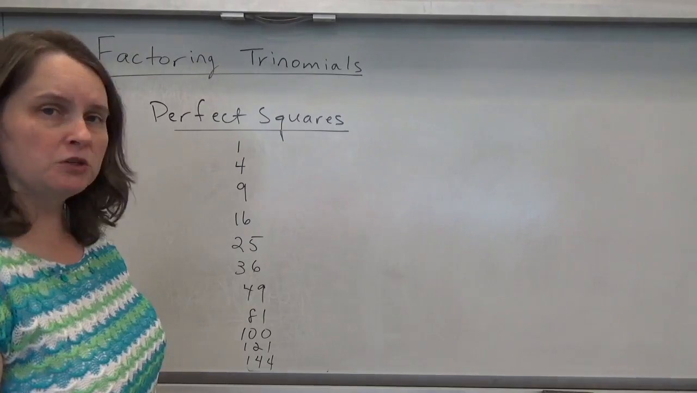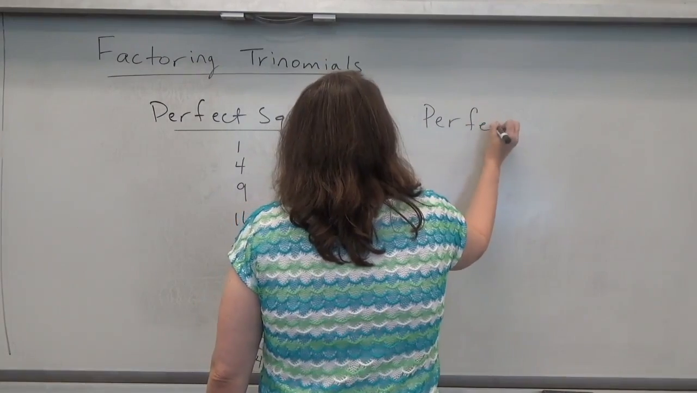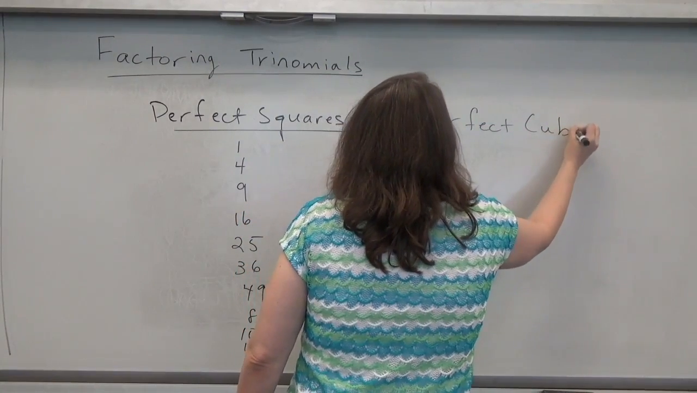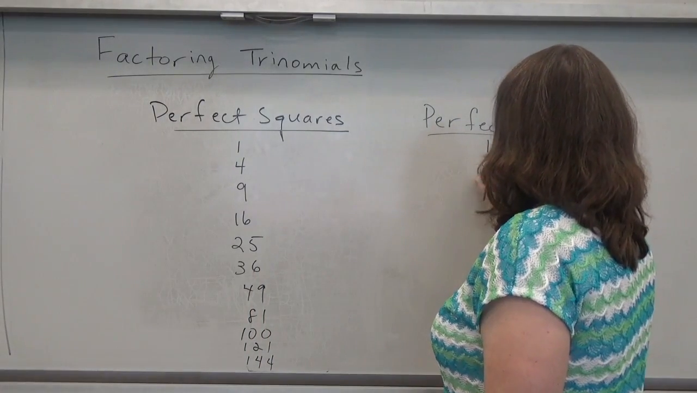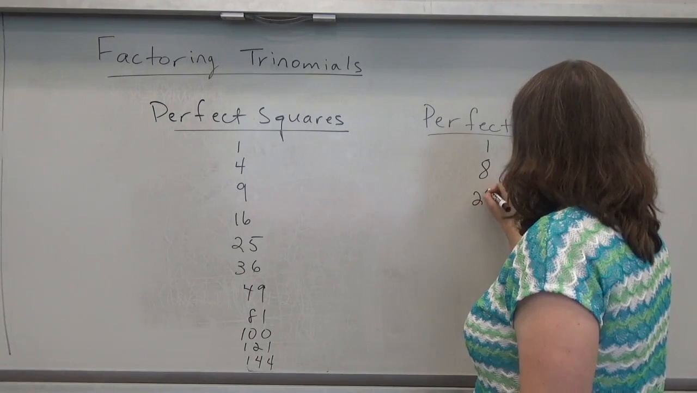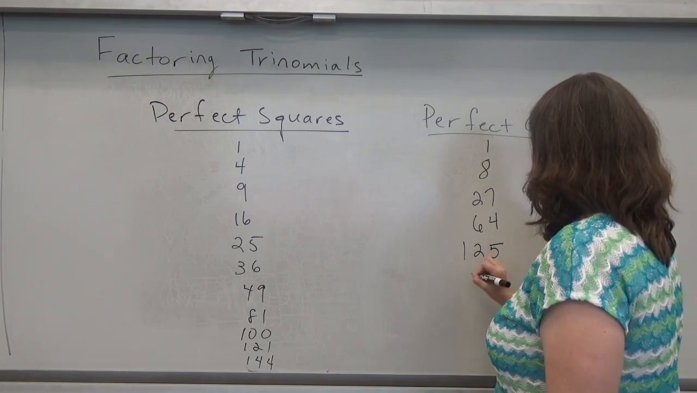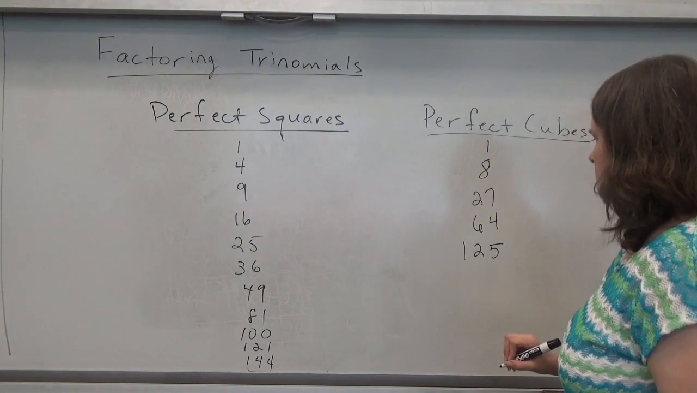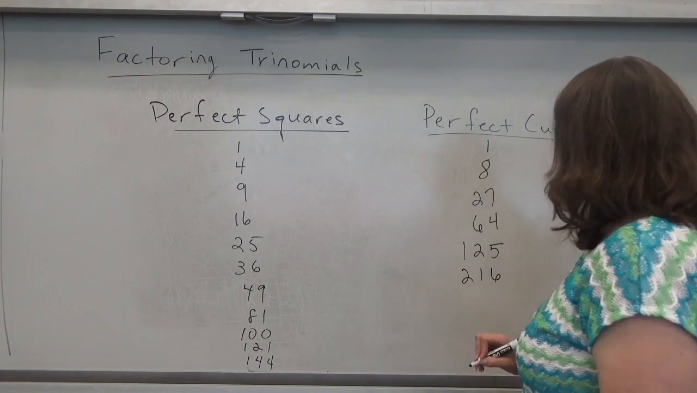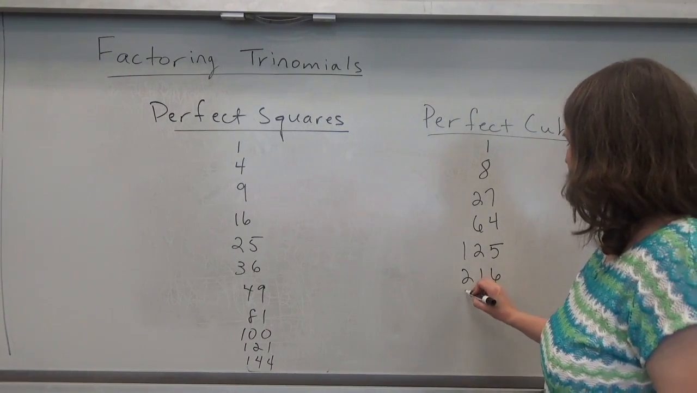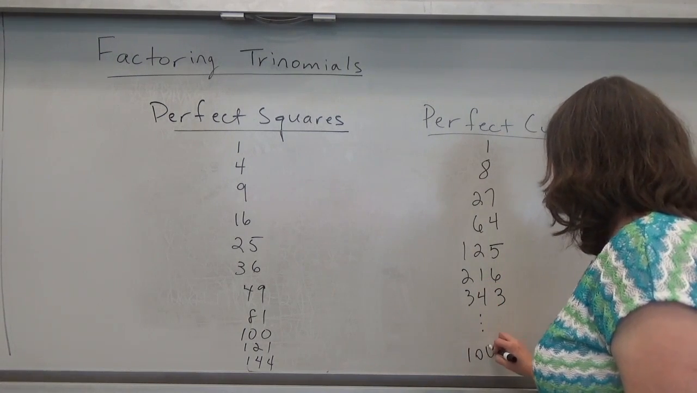The perfect cubes that you need to be able to recognize would be the following. We know that 1 to the third power is 1, 2 to the third power is 8. The next ones would be 27, 64, 125, 216, which is 6 to the third, 343, which I think is 7 to the third, and 1,000, which is 10 to the third.